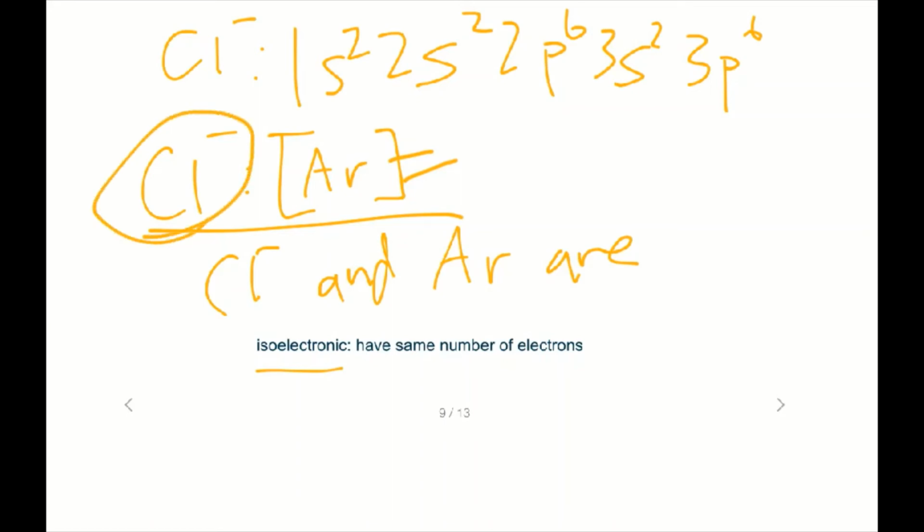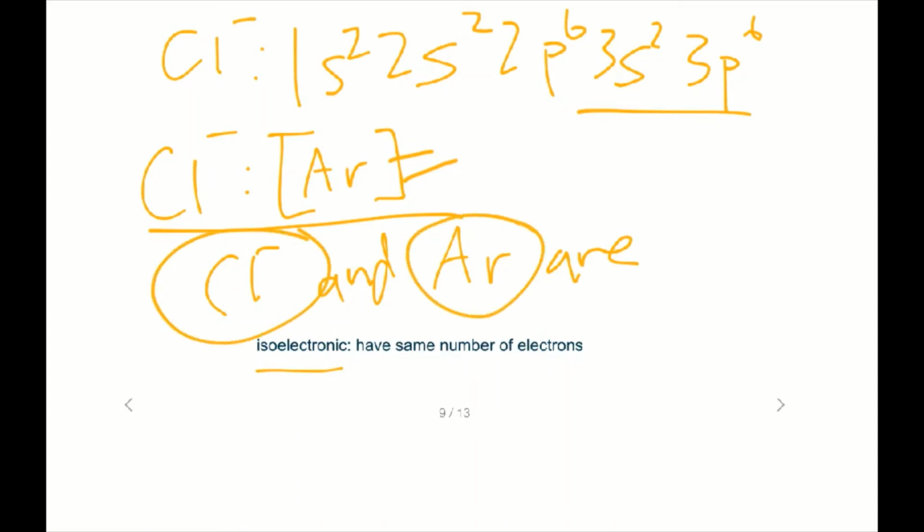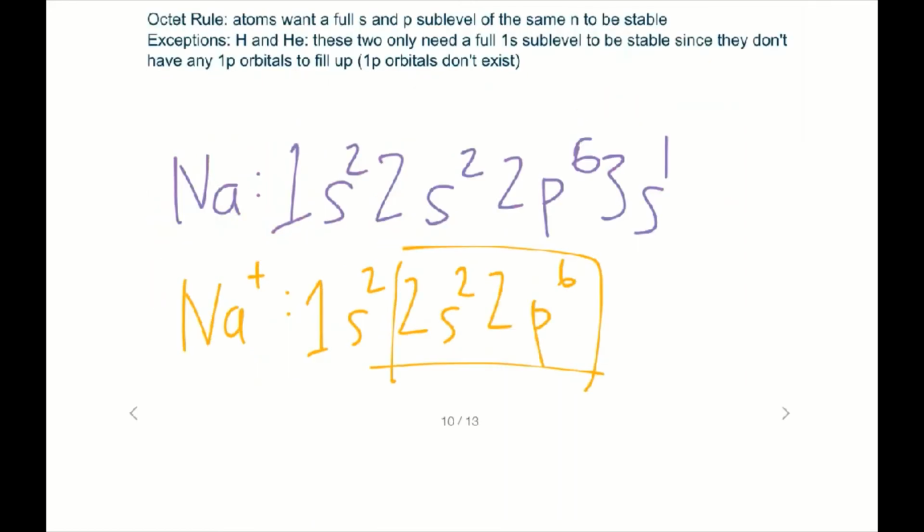So chlorine is happy because it has its outermost shell filled and it has the same electron configuration as argon. And since chloride and argon have the same number of electrons, you can call them isoelectronic, meaning that they have the same number of electrons. So that's a fun thing to keep in mind. And now let's take a look at the next topic, the octet rule.